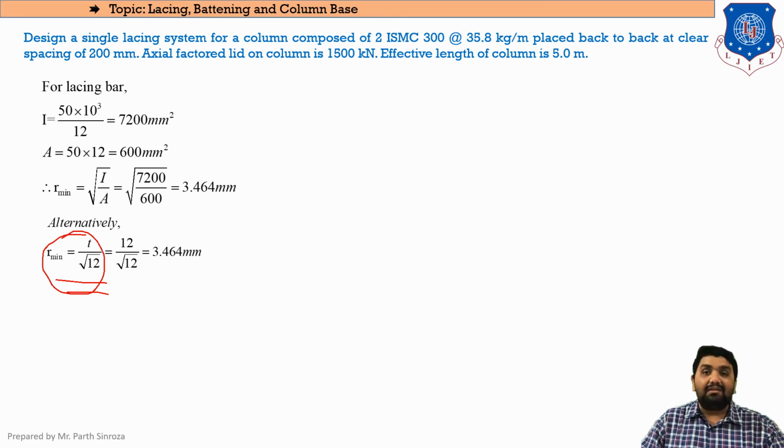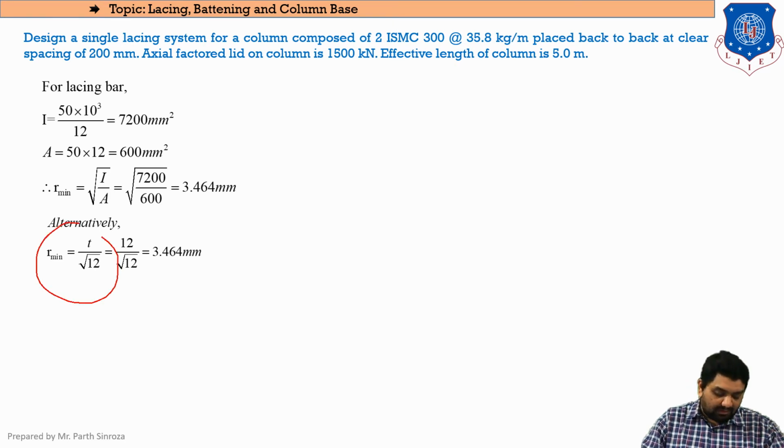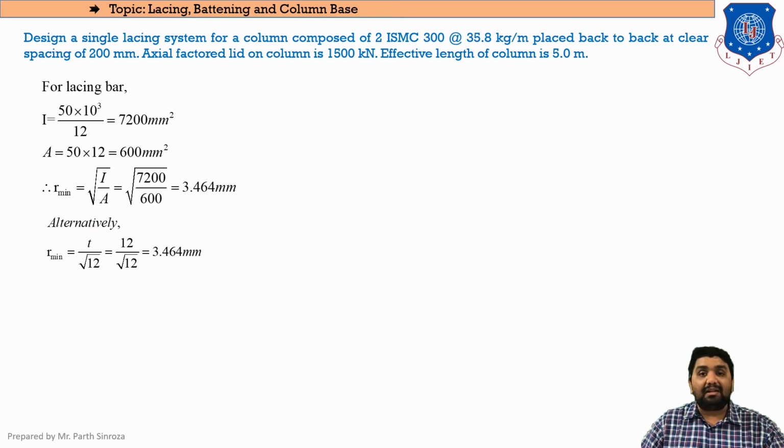And t value, that is thickness of lacing, was 12 mm. So the answer here comes out to be again the same value. So you can opt for either of these cases. If you remember this in your examination, it is well and good. Otherwise, you can directly use the equation, that is radius of gyration equal to under root I by A.